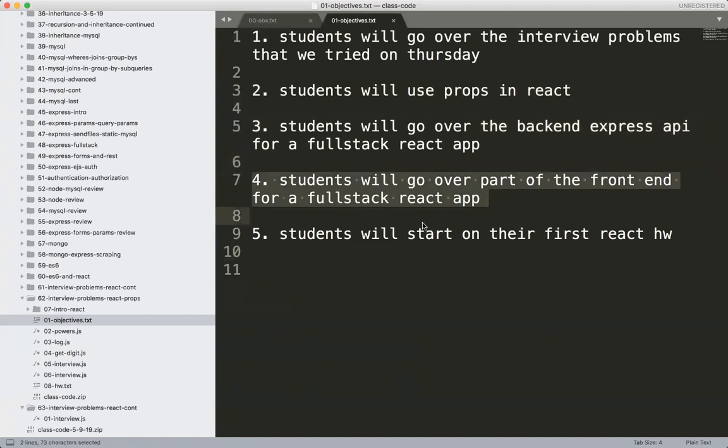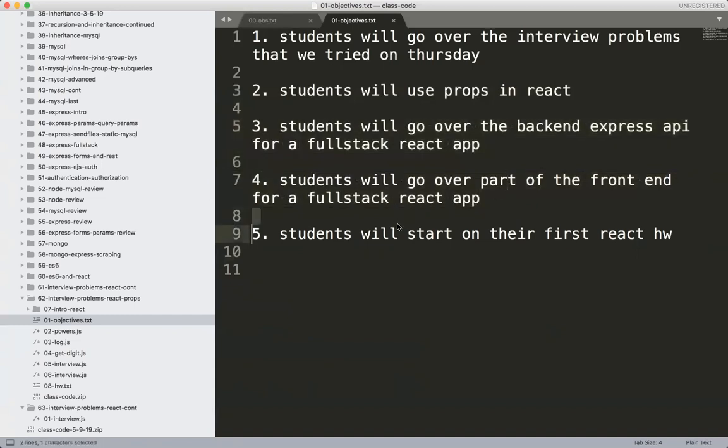Students will go over part of the front end for a full stack React app. Yeah, so we're going to be building a full stack React app. It's an Express backend, right? It's going to have authentication using JWT tokens. And we're going to build the whole front end in React, including the login system. And then we're going to build the React Native part to it. And then we're going to refactor it to use Redux later on, which is a state management library that is used a lot in the Bay Area.